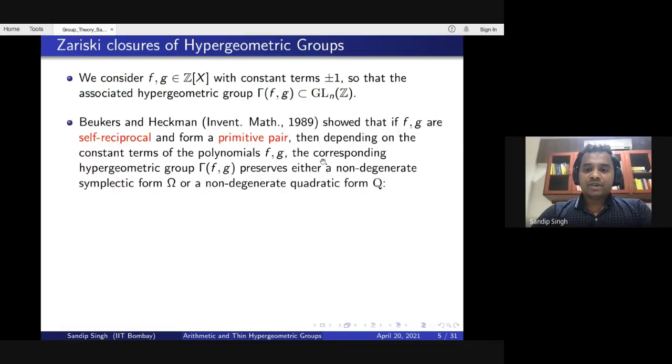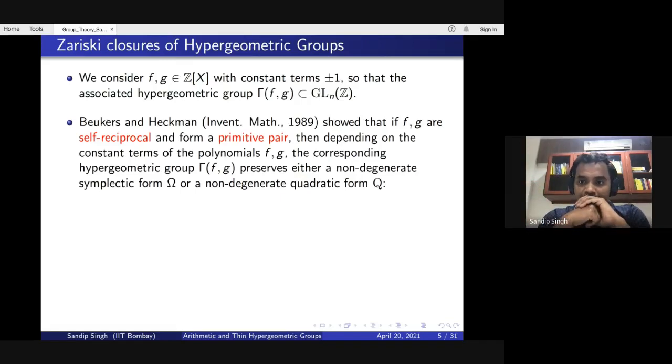Then Beukers and Heckman showed that if f and g are self-reciprocal, that basically means that if a is a root, then 1 by a is also a root of f, and they form a primitive pair. Primitive pair means that f and g cannot be polynomials in x to the power k for k greater than or equal to 2.